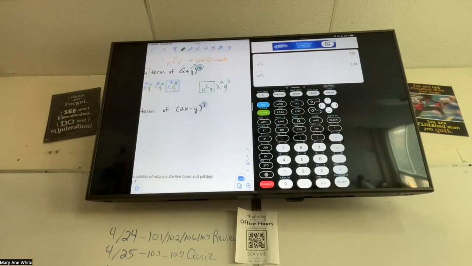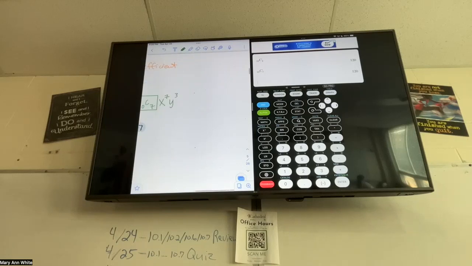That's 120. And I just happen on my calculator to still have my 10C3. That is also 120. So I'm trying to prove to you, you can do either the x or the y. So my answer here is going to be 120 x to the 7th y to the 3rd. That's it.